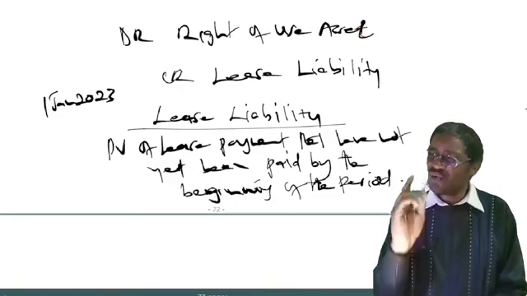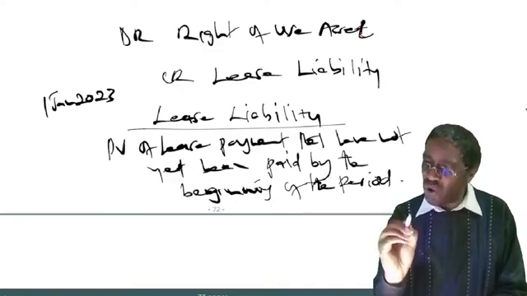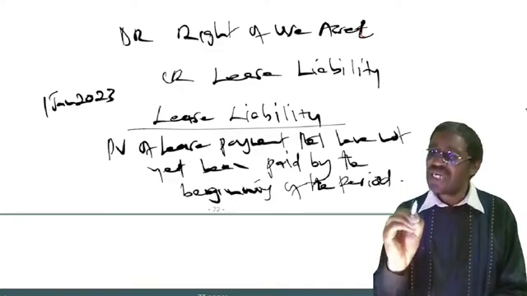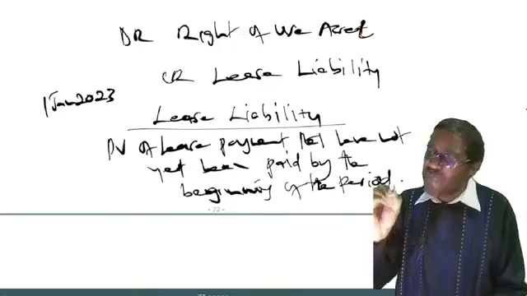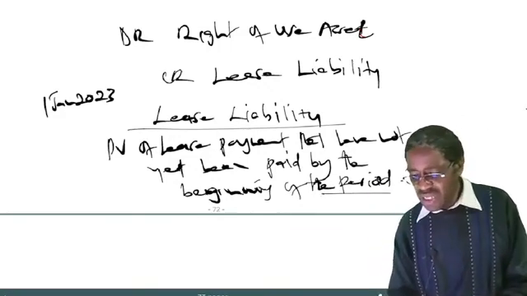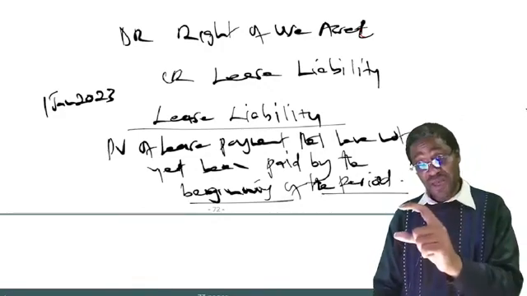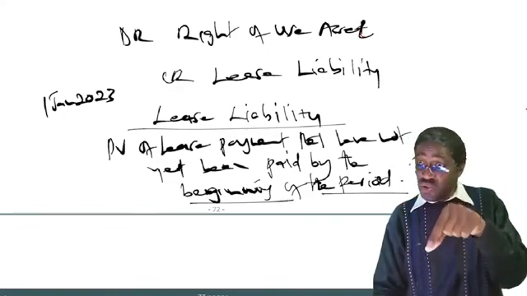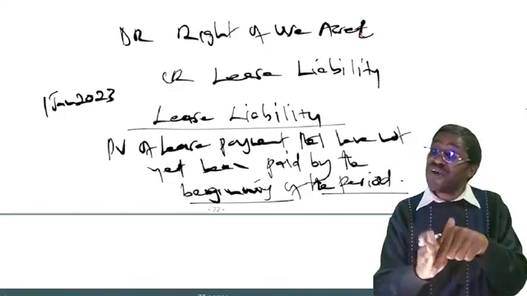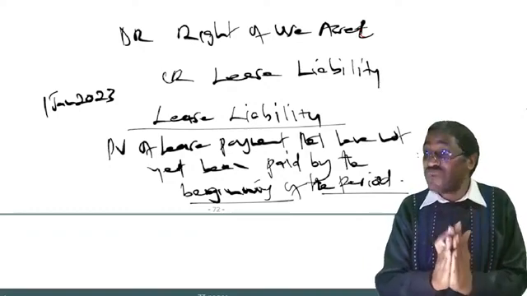Get the point? You get the present value of the installments or the lease payments that have not yet been paid by the beginning of the period. So for the first one which you are paying today, you don't get the present value of it. It's already at its present value. So you don't get the present value.